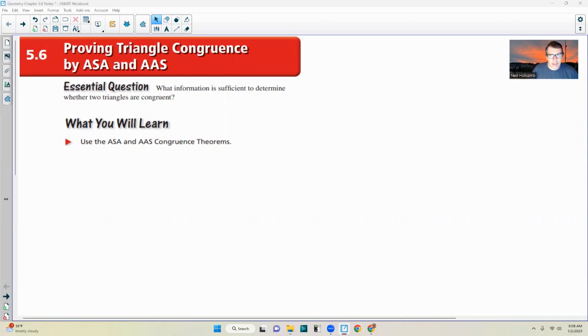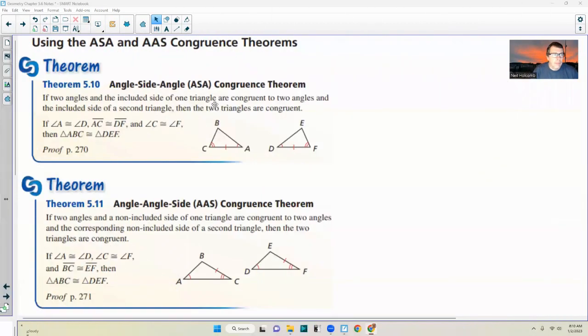ASA is angle, side, angle, where the side's included between the two angles, and angle, angle, side is two angles and a non-included side. And we'll get into that in this chapter section. So, using the ASA and AAS congruence theorems, we first have to go over the two theorems before we put them to use. Theorem 5.10 is angle side angle, or the ASA congruence theorem.